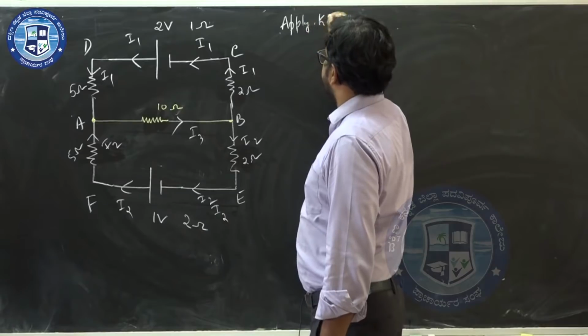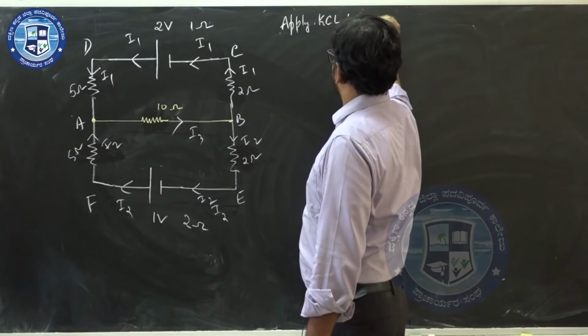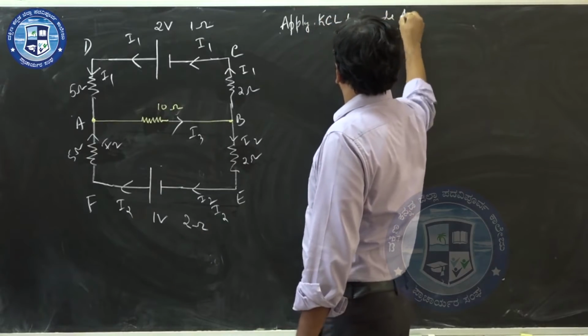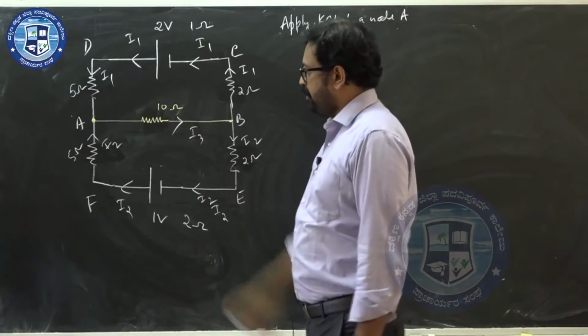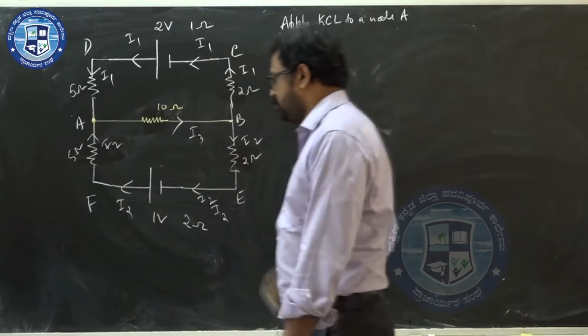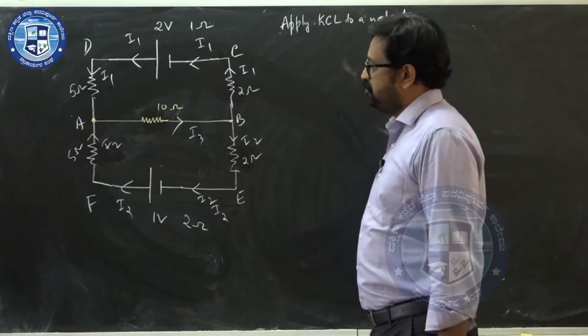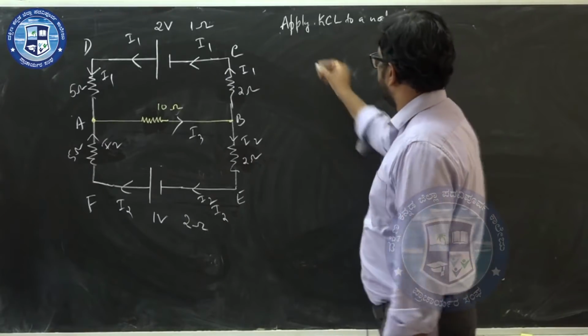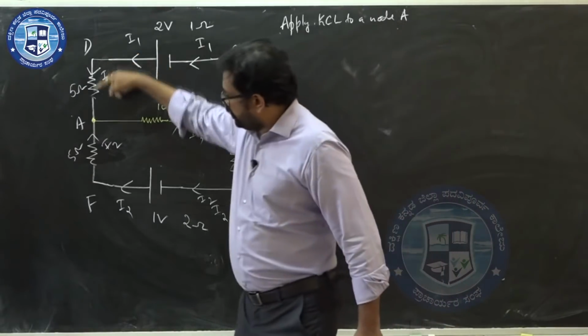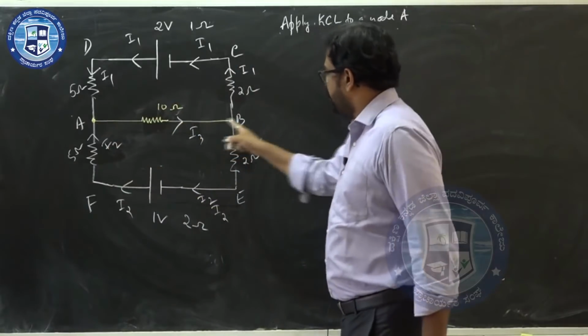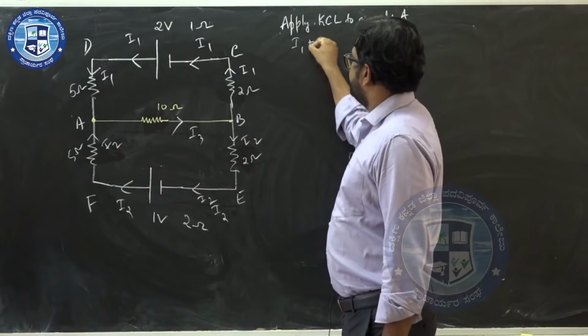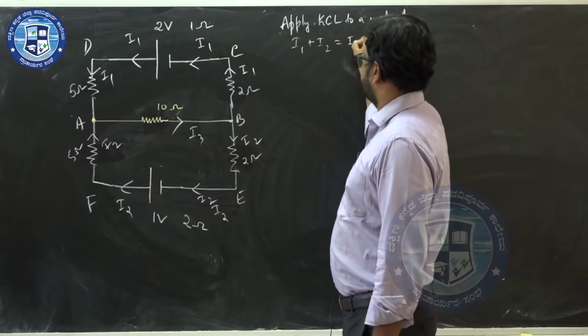Applying KCL to the node A. If you apply KCL to node A, you know A is a node, even B is also a node. Sum of the current entering the node is equal to sum of the current leaving the node. Which are the currents entering the node? Surely I1 and I2. Which is the current leaving the node? I3. I1 plus I2 is equal to I3.